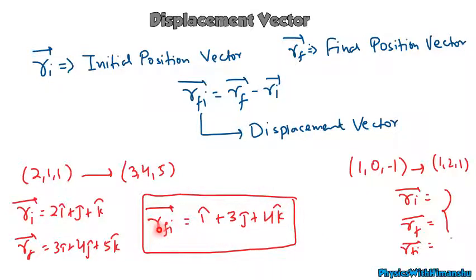So what is the displacement vector? The displacement vector is the final position vector minus the initial position vector. Now you have to try this question. Suppose a particle is at 1, 0, minus 1 and moves to 1, 2, 1. You have to find Ri, Rf and the displacement vector.